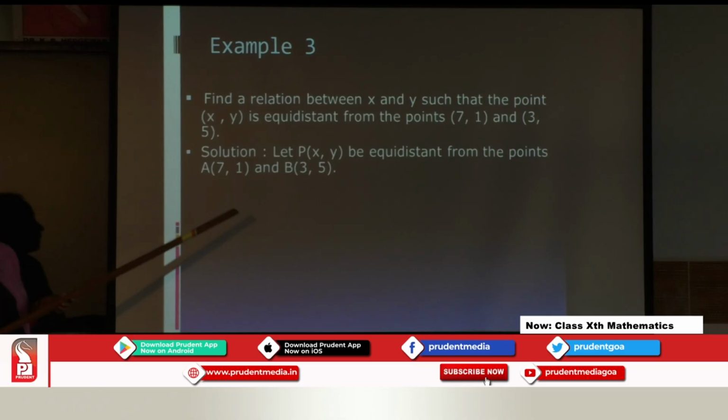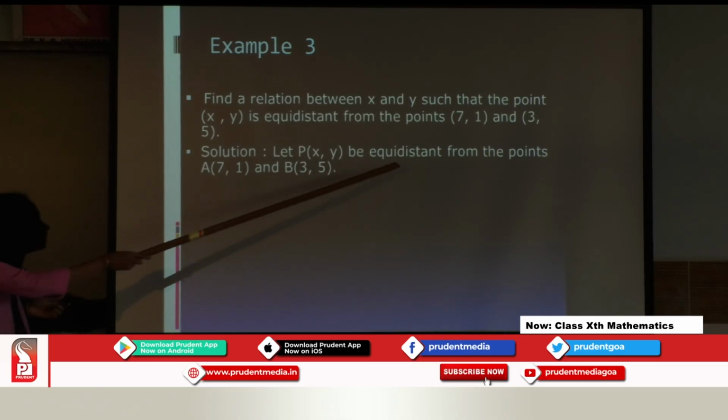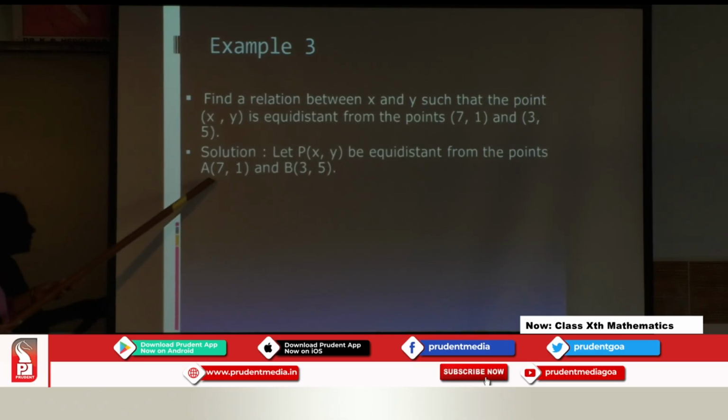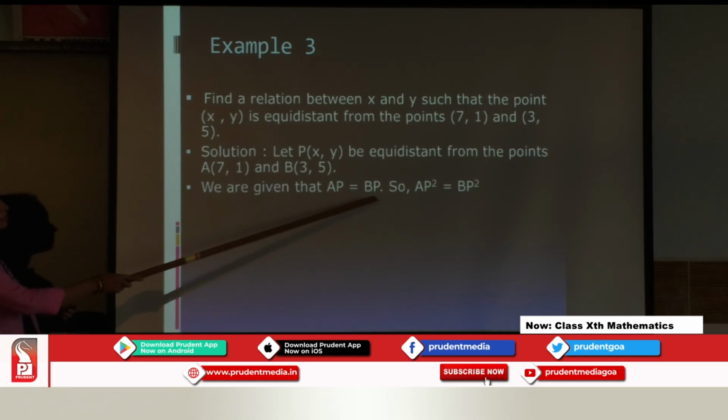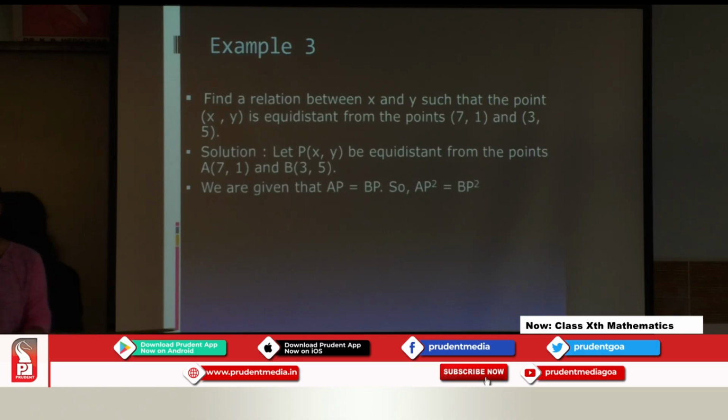So let P(x, y) be equidistant from the points A(7, 1) and B(3, 5). That is, we are given that AP is equal to BP because it is equidistant. So therefore we write the equal to sign. So AP is equal to BP. So AP square is equal to BP square.